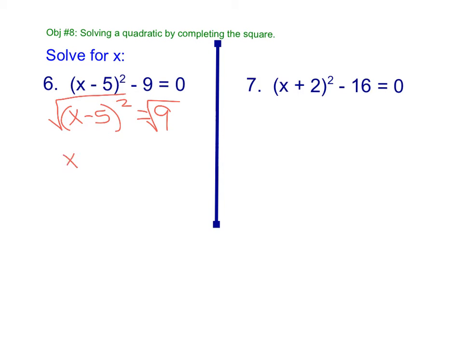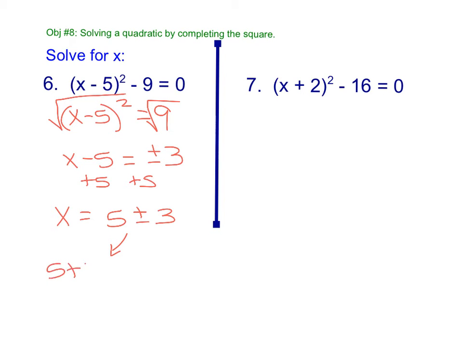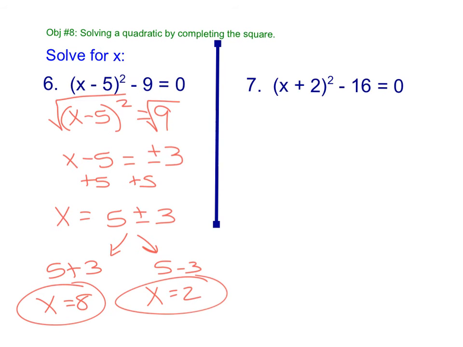Just like before, I need a plus or a minus. Plus or minus 3. Move the 5 to the other side. Now here's the trick. When I add 5 to both sides, be really careful. We have 5 plus or minus 3. So that's 5 plus 3 and 5 minus 3. So my two answers are 8 and 2. All right? You can't combine the 5. It's not plus or minus 8. It doesn't work like that.